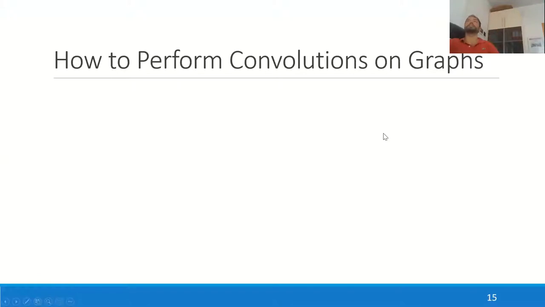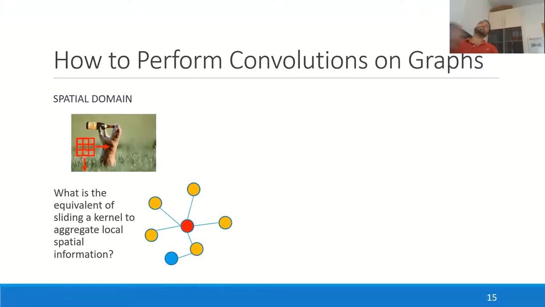And of course, the term convolution immediately recalls images. So one would think, is there a straightforward way to map convolutions from images to graphs? Well, in the spatial domain, one would like to do in graphs what is done on images. So center some sort of a spatial filter on a pixel, in this particular case, center a filter on a node, and then convolve, okay, take into consideration the information from all the surrounding pixels. And then in the graph world, take into consideration the information from all the surrounding neighboring nodes, okay?